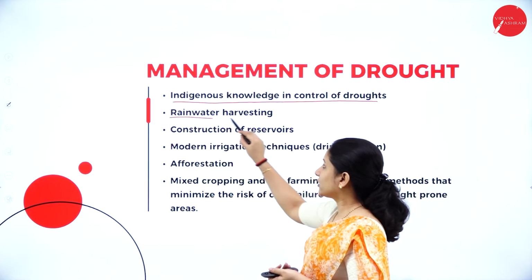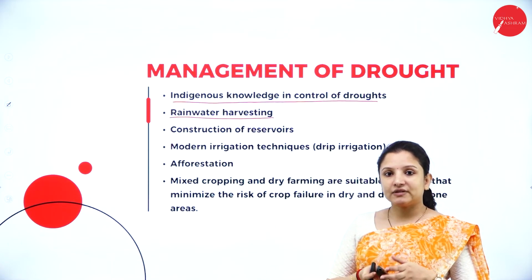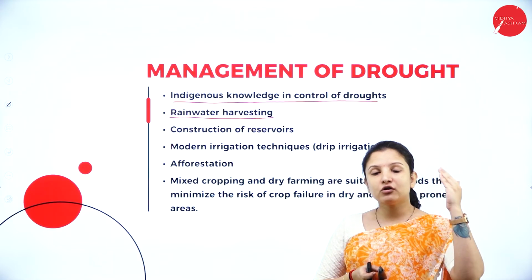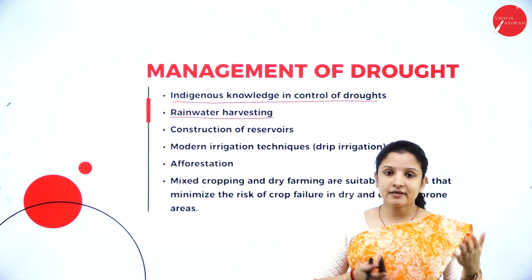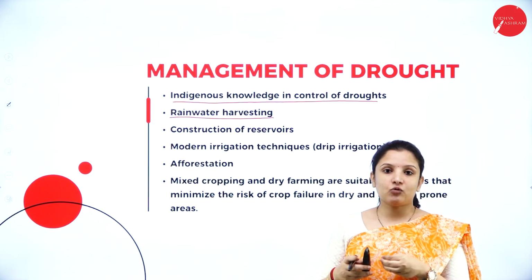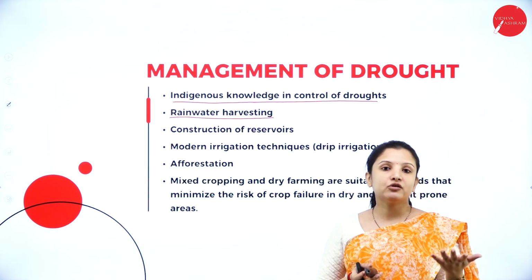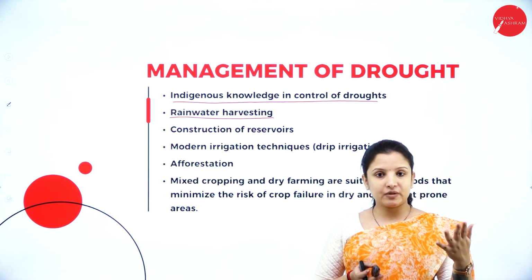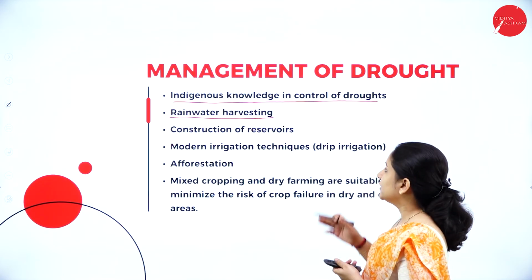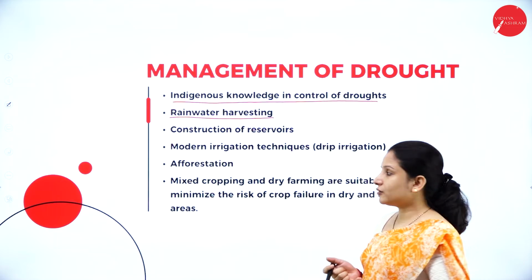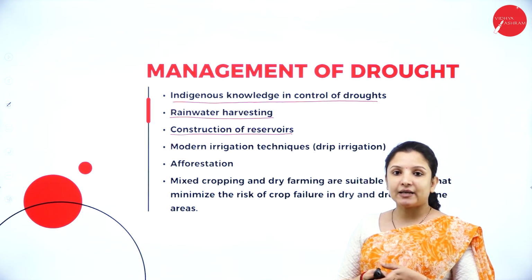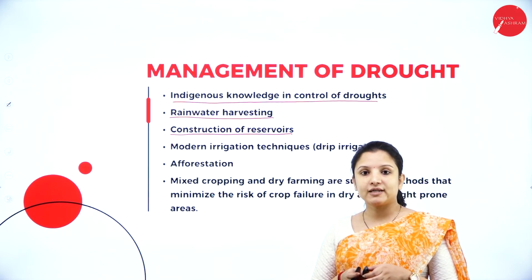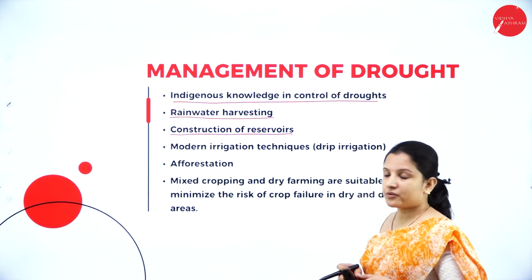Next is rainwater harvesting. Rain falls on house roofs and all that, right? That goes to waste. Instead of that, these houses can collect the rainwater, and they can use that rainwater for cooking purposes, domestic purposes and all that. So by rainwater harvesting also, droughts can be prevented. By construction of reservoirs such as dams, storage water bodies, etc., droughts can be prevented.